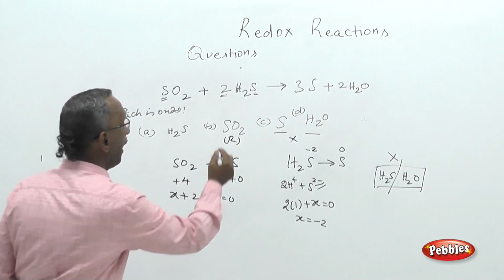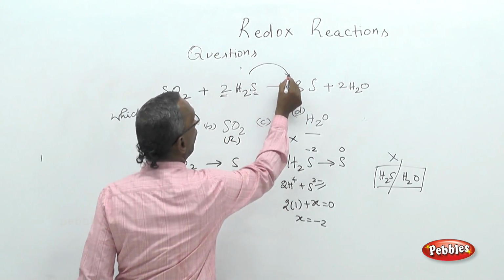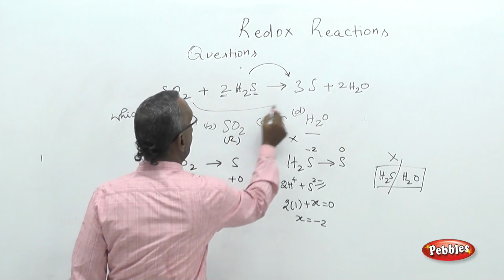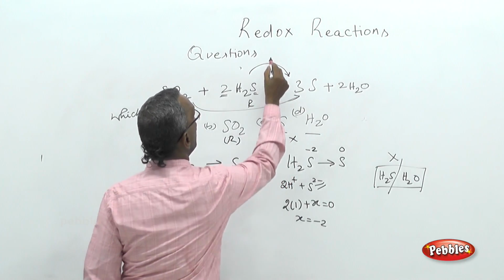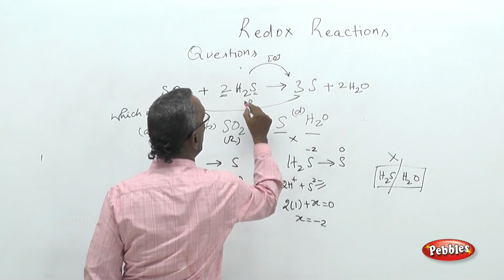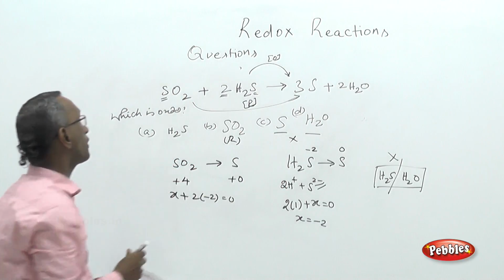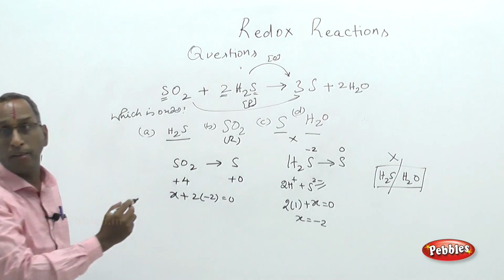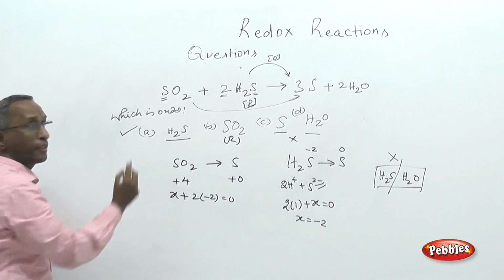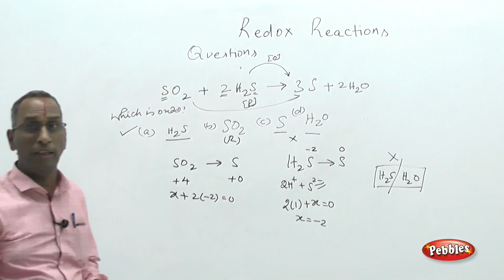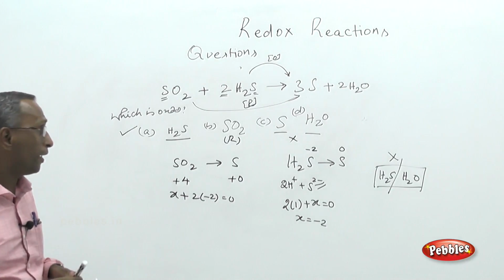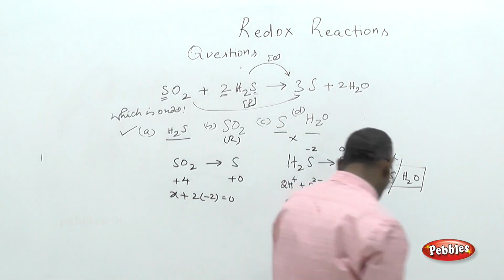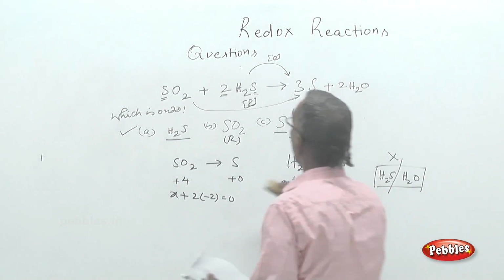So hydrogen sulfide is said to be oxidized to sulfur, whereas sulfur dioxide is said to be reduced. One is an oxidation reaction, another one is a reduction reaction. Which is oxidized means automatically H2S. Choice A is the correct choice for this question. This type of treatment eliminates the other choices.